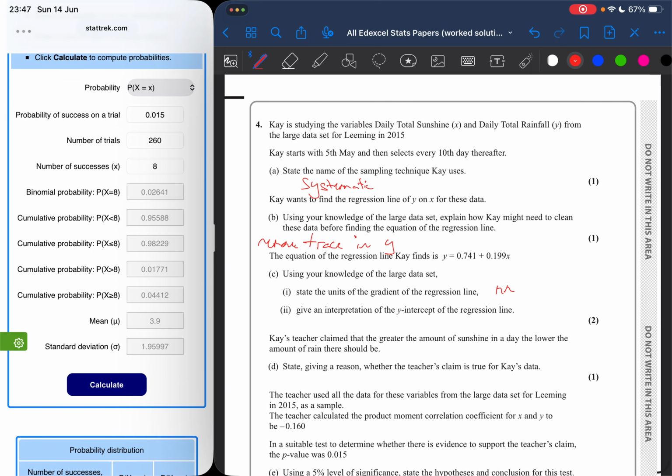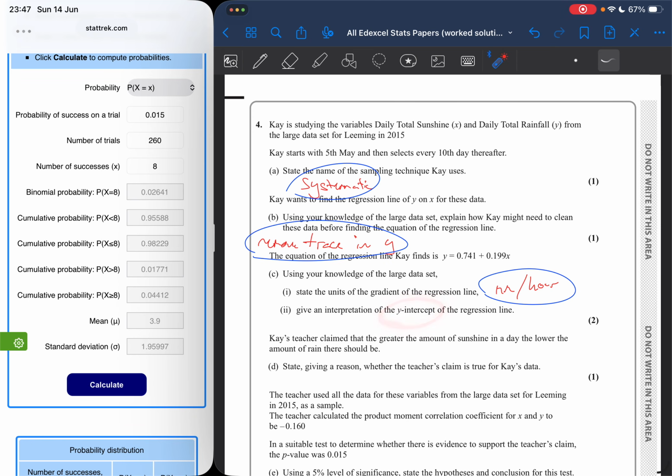Whatever units this is, if I'm wrong here, Jimmy, I don't know the large data set stuff. Let's just double check. What's the large data set units? Large data set, Edexcel, sunshine units. What do we get? We get all large data set. Hours, yeah, obviously hours. So it's going to be millimeters per hour, yeah. Gradient stuff, it's just y over x, dy dx. Lovely. Circle these actually. Y millimeters per hour.